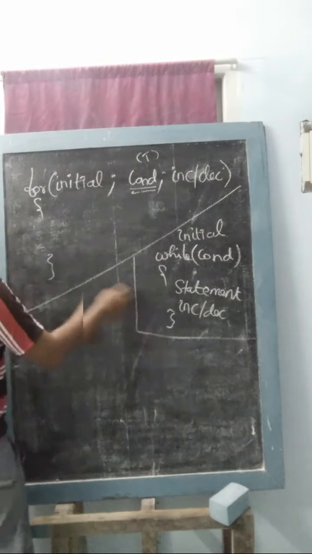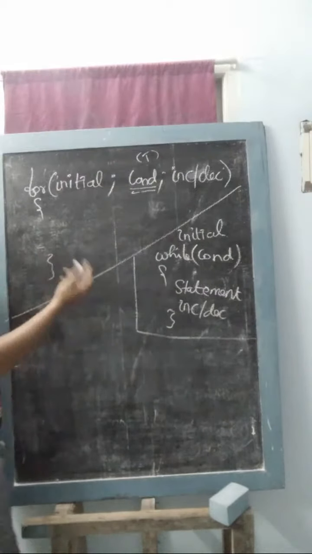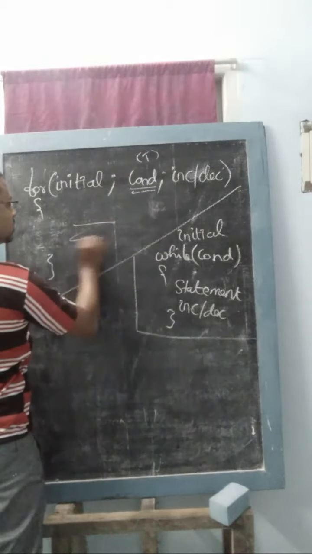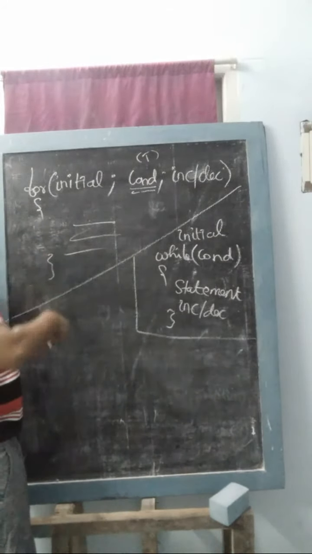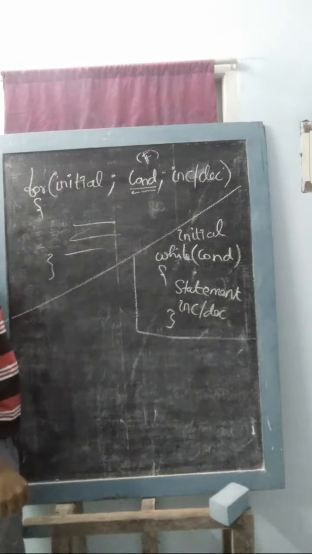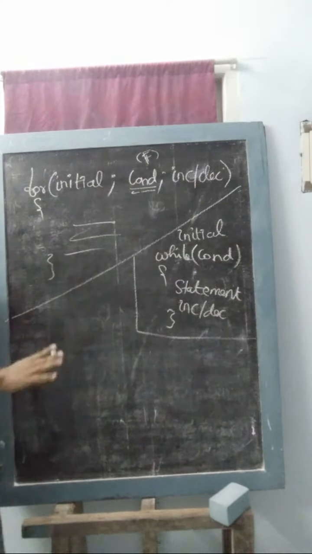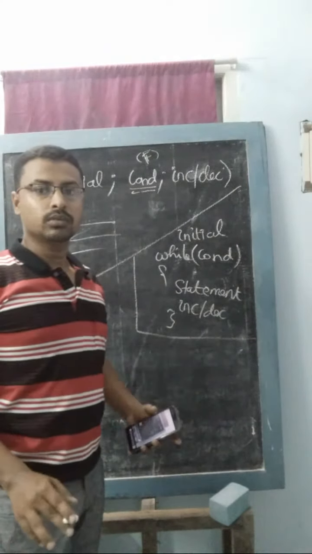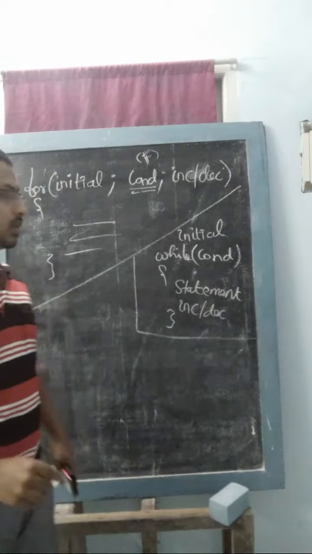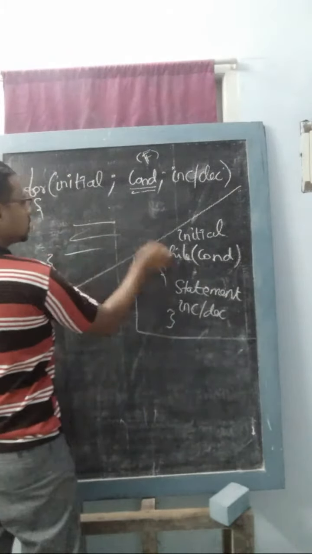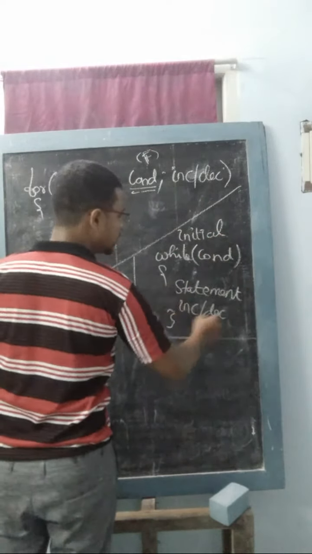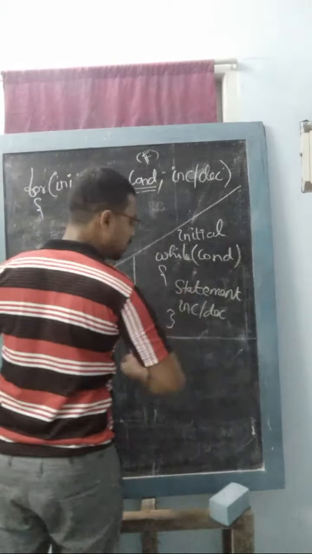So both the things are the same, but the structure is different, as I already told in the last class. If the condition is true, the following statements will be executed. But if the condition is false, the loop will not execute even one time. But in the case of do while, it will execute at least once. If the condition is true, the statement will execute. If the condition is false, the statement will not execute.